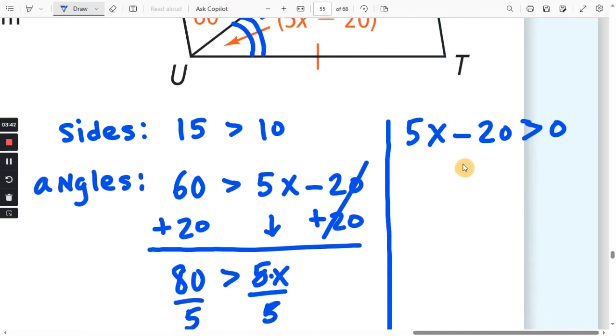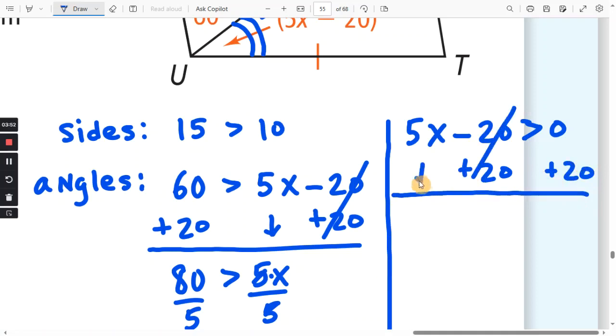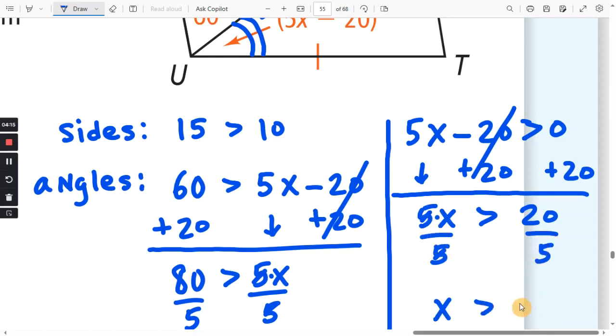Solving for x, again, the opposite of negative 20 is positive 20 on both. 20 minus 20 cancels. Bring down your 5x. Bring down the inequality symbol pointing to the right, and 0 plus 20 is 20. Here we have x times 5. The opposite is divided by 5. And the 5's cancel. X is greater than 20 divided by 5, which is 4.